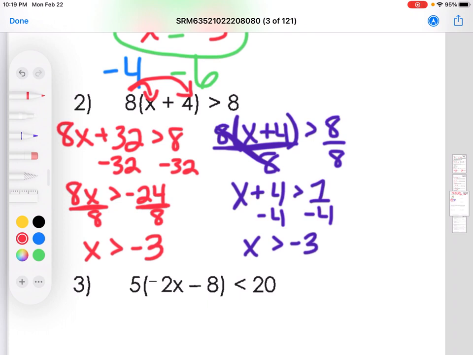And again, like we did above, you could just plug in a number below and a number greater than negative 3 to test that to make sure you got the correct answer. But because I did not divide or multiply by a negative, I know my symbol needs to stay facing the same direction. So x is greater than negative 3 would be correct.